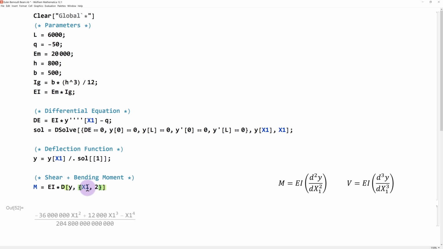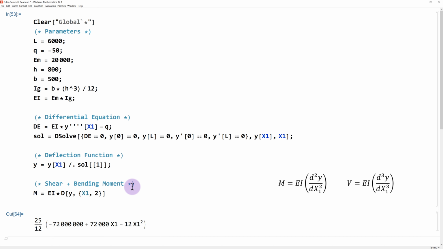All right, so what we do is in the second argument, we put what variable we want to take it with respect to, and we go comma, and then how many times we want to take that derivative. So if I were to run this and go shift enter, I now have my bending moment function, which as we can see here is going to be a quadratic function.